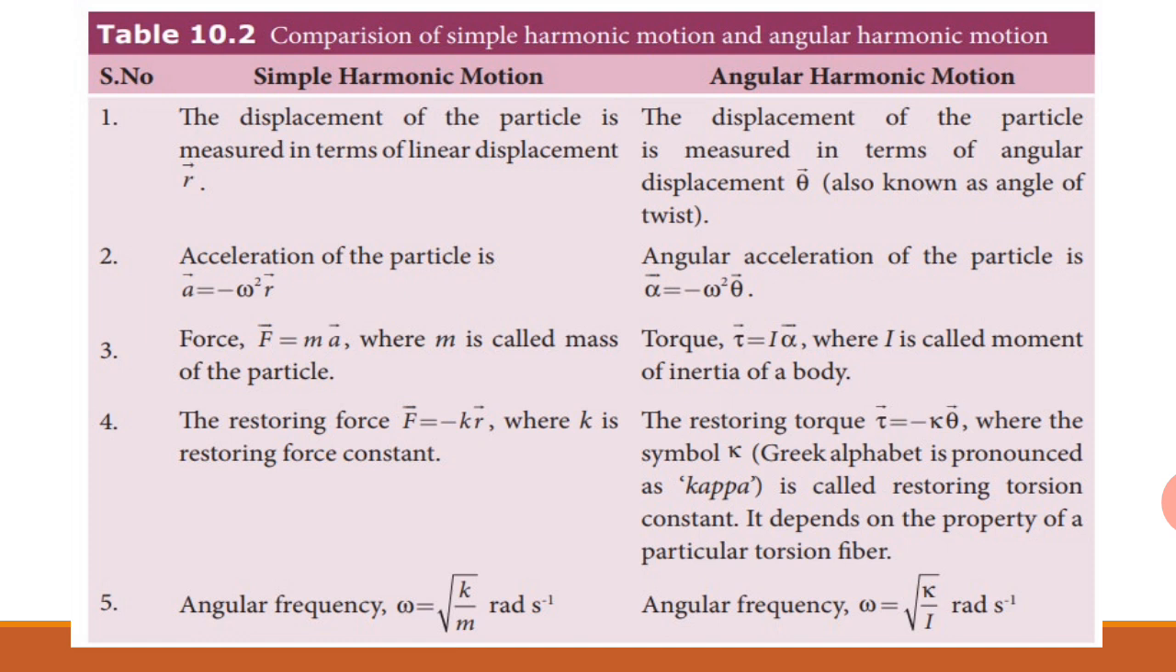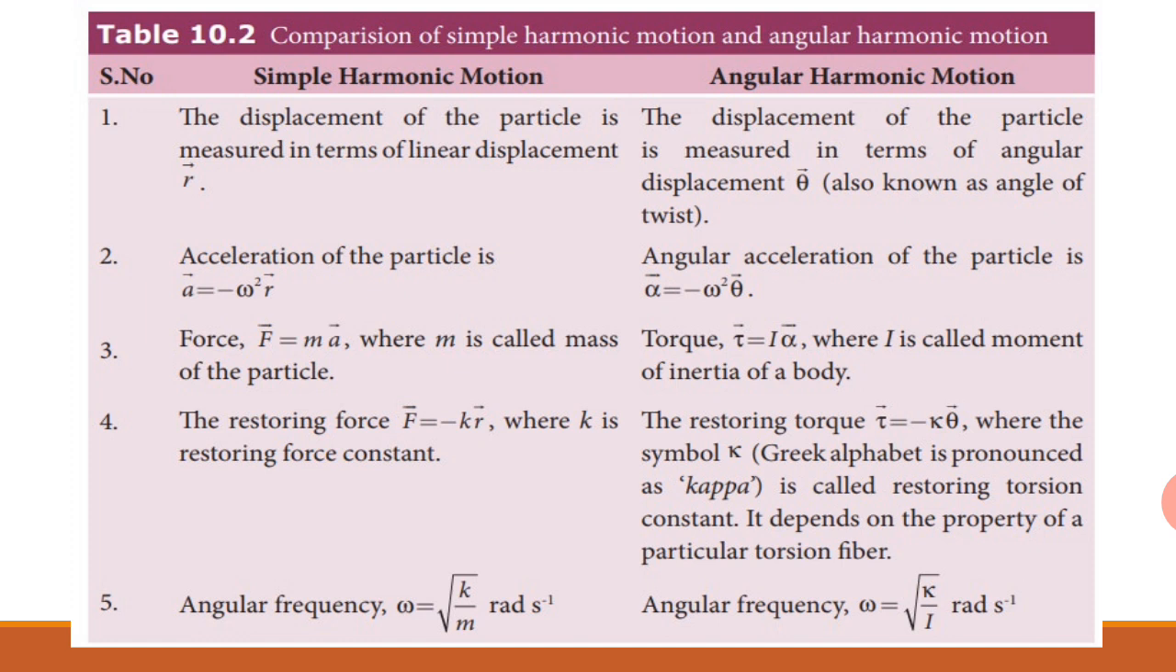Now suppose you assume the disc when rotated, it will not rotate completely, it will rotate by some angle only. You just imagine, or you can do a practical at home, so that you can get an idea about this rotation. Acceleration of a particle will be a is equal to minus omega square r, and angular acceleration is alpha is equal to minus omega square theta.